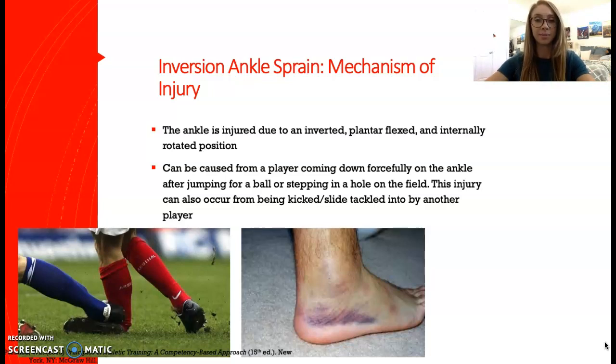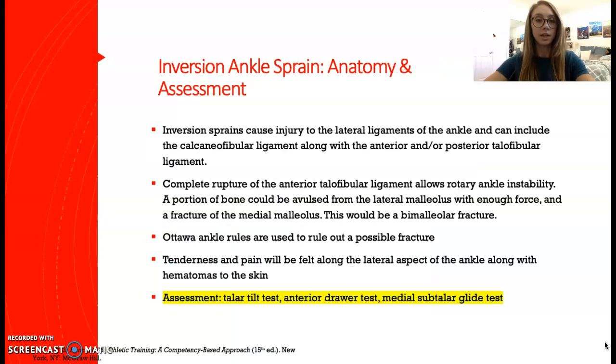So as far as the anatomy goes, inversion ankle sprains cause injury to the lateral ligaments of the ankle and can include the calcaneofibular ligament along with the anterior and or the posterior talofibular ligament. Complete rupture is going to be the worst with the anterior talofibular ligament, which allows rotary ankle instability. So a portion of the bone could even be avulsed off from the malleolus with enough force and rip it off, and then you have a fracture with it. So that would not be good.